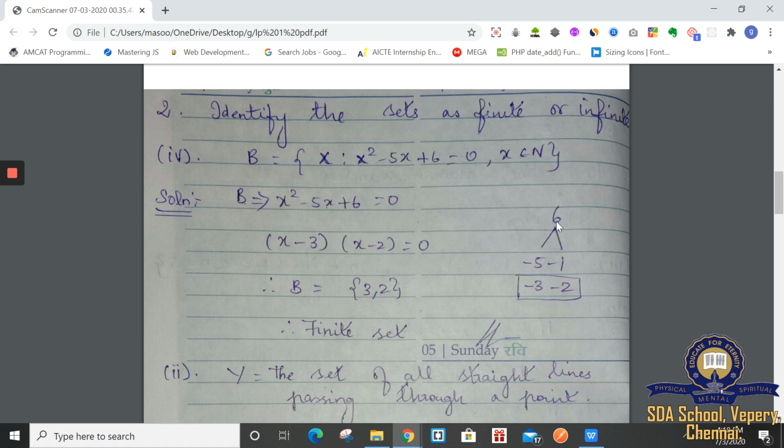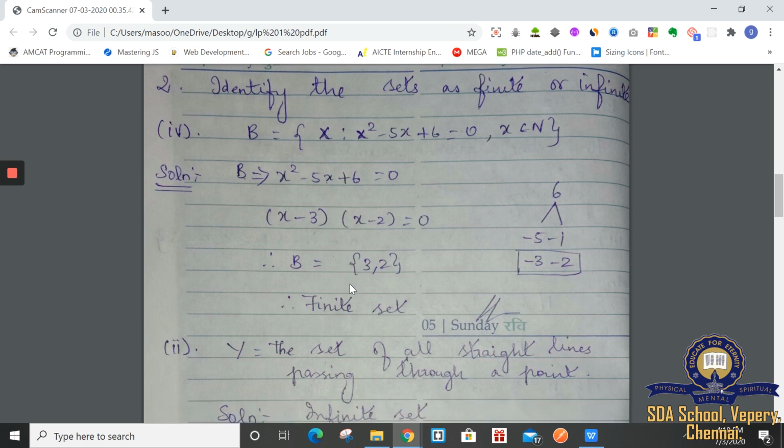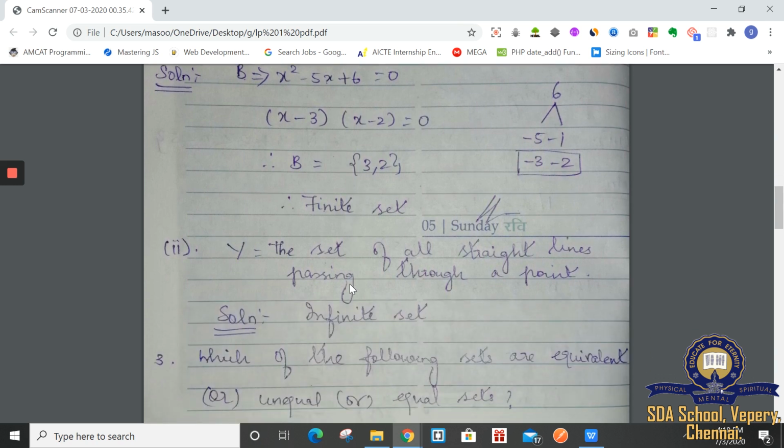So if you take this, what are the factors of 6? You have these factors: minus 5, minus 1, and minus 3 and minus 2, which is the most appropriate one: minus 3 and minus 2. So while applying, you have to split up the middle term, then you get x minus 3 and x minus 2 equal to 0. Therefore, what is the value of x? 3, 2. Therefore, it is a finite set. As we have already seen, a finite set consists of a finite number of elements.